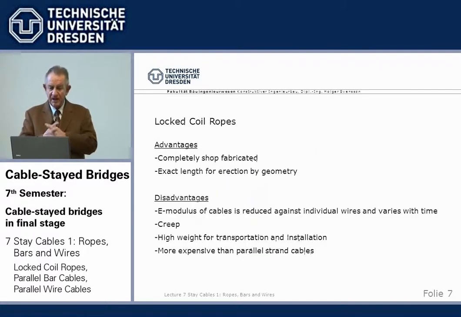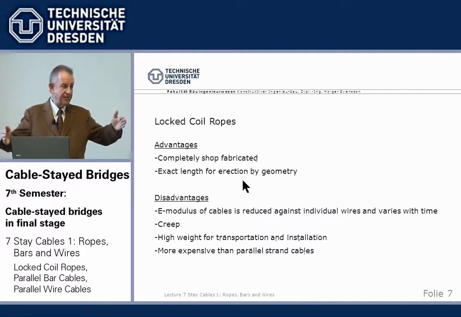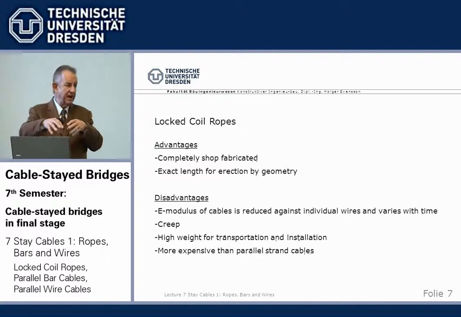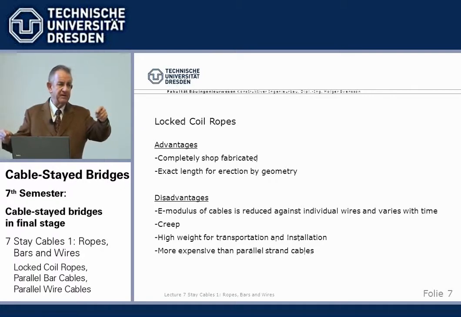Okay. Now, the advantages of locked coil ropes: they are completely shop fabricated, and they have a fixed length, of course, which permits the erection of a cable-stayed bridge by geometry. We will hear about that later, but if I know the length of the cable and the beam and the tower, then I can just put it together, and whatever intermediate loads I have on, in the end I must come out all right. Contrary, if I don't have a fixed length, I have to erect by force, which means I have to measure geometry and all that so that I come out all right. This can be a little bit easier.